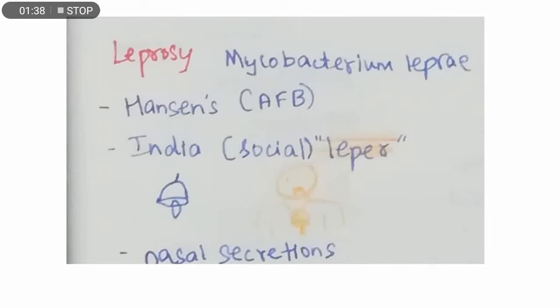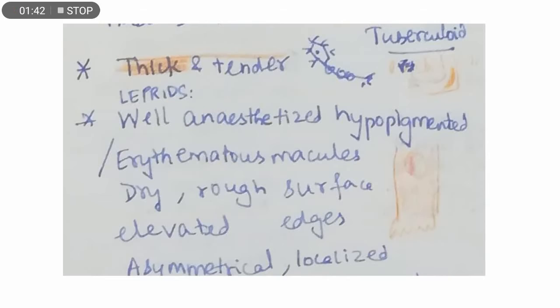So the leprosy disease spreads through nasal secretions, and there are two kinds of spectrum, tuberculoid and lepromatous. In the tuberculoid spectrum, we can see that leprids are the clinical features of the disease. So there are thick and tender nerves which are present everywhere, for example, thick and tender ulnar nerve.